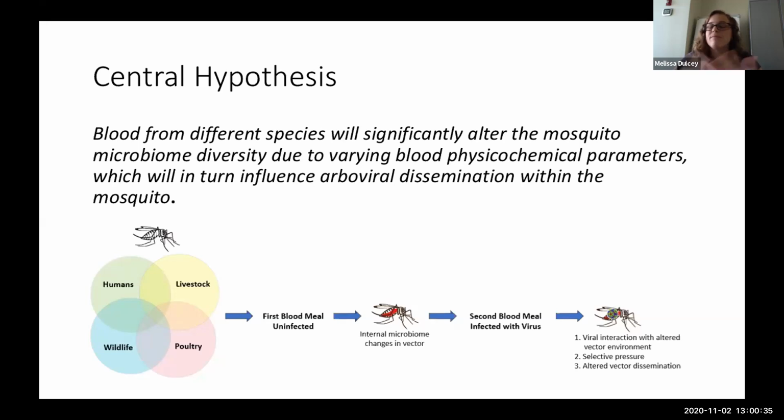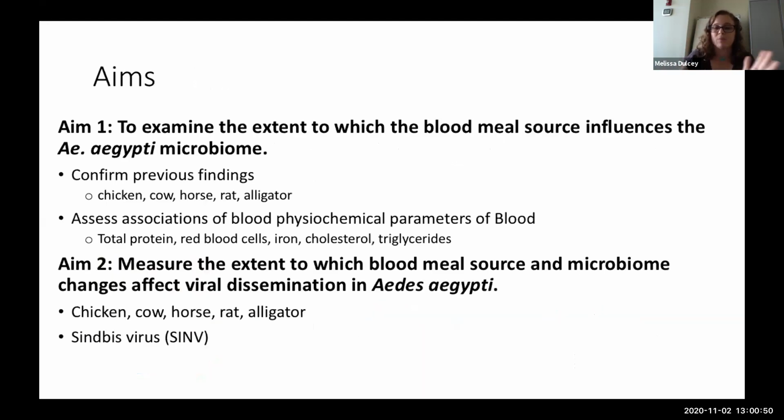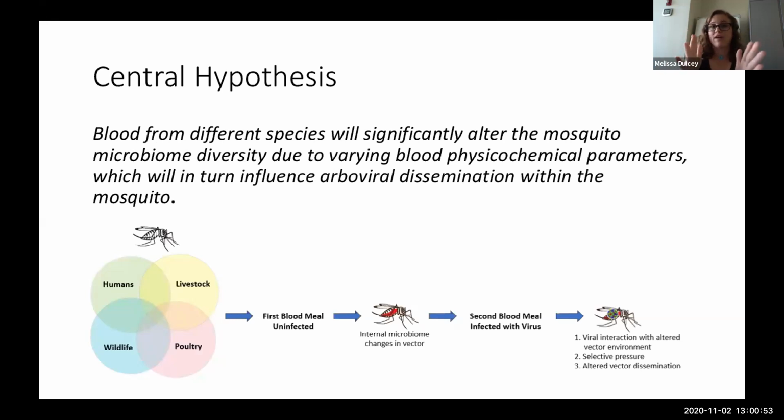Let's say it's uninfected and it takes a blood meal from a species, and this blood meal can cause microbiome changes. Aedes aegypti are also known to take multiple blood meals within a single cycle of egg laying. So you can have multiple blood meals pretty close to one another, and you still have those microbiome changes when they take a second blood meal. And if that second blood meal is infected, they could be coming into contact with that changed environment. This could lead to selective pressures and changes in viral transmission in the mosquito.